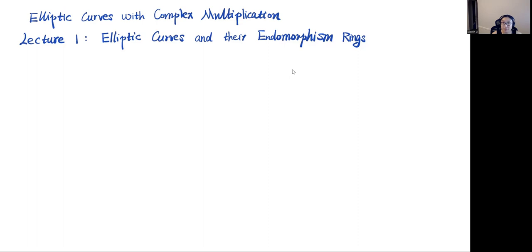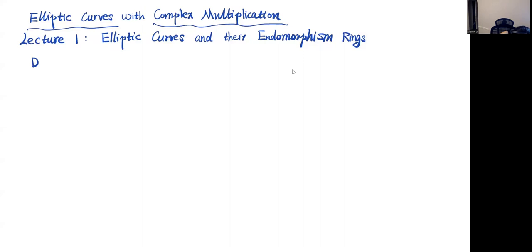So the goal of today is for me to explain my title, namely, what are elliptic curves and what do we mean by complex multiplication? So the title for the lecture today is called elliptic curves and their endomorphisms. Namely, I will introduce the object elliptic curves and then tell you what the structure of their endomorphism rings looks like. And complex multiplication is a property for elliptic curves on their endomorphism rings. Okay, so let's start with explaining what is an elliptic curve.